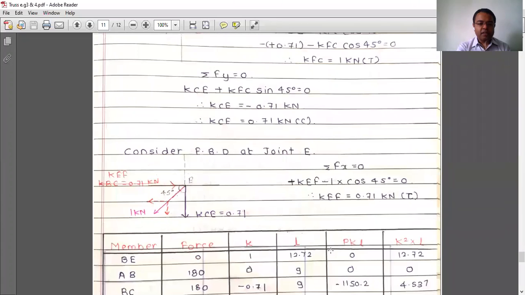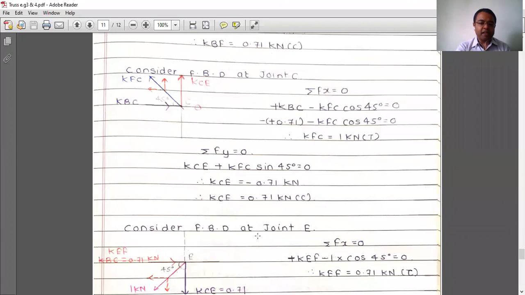Actually, I have shown the calculation regarding the FBD of joint C and the FBD of joint E. But you are not required to calculate the FBD of joint C and joint E, because in the K analysis the total structure becomes symmetric. That's why you can use the concept of symmetry and avoid the calculation of joint C and joint E.